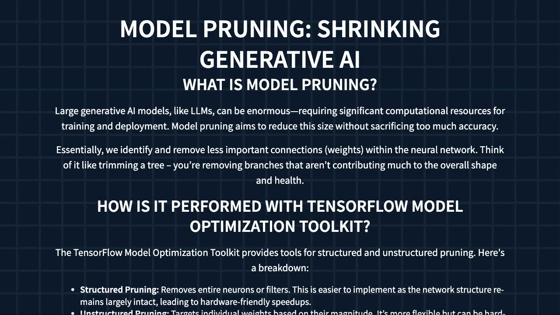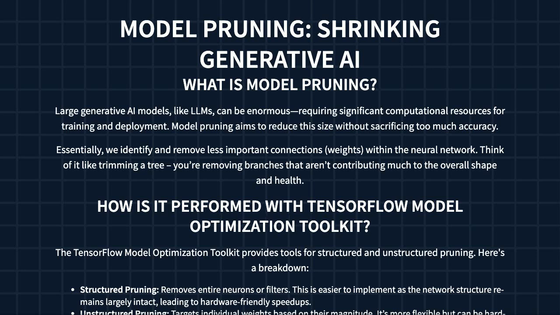Okay, let's talk about model pruning, a clever technique to make these massive AI models more manageable. Basically, we're streamlining them by removing less important parts. Think of it like trimming the fat off a really big tree. You still have a strong shape, but it's lighter and easier to work with.